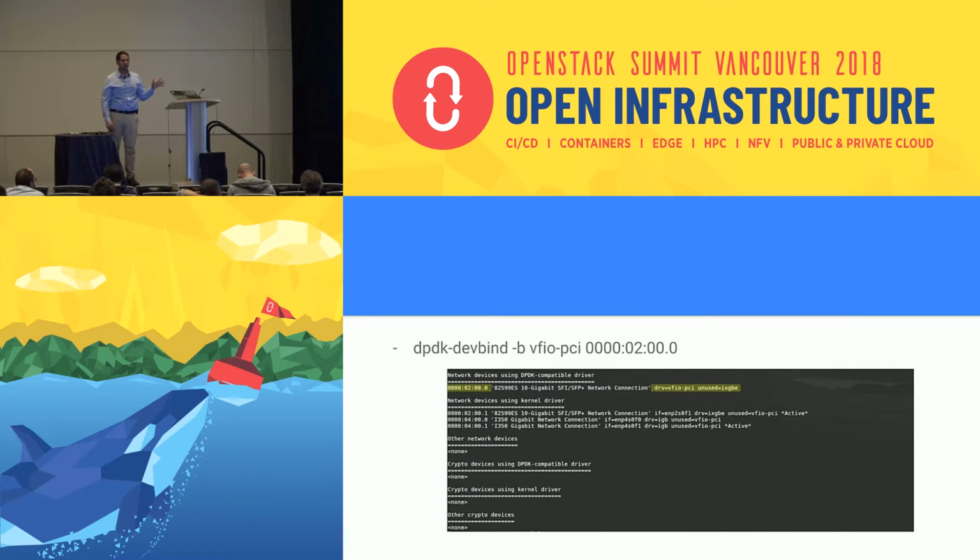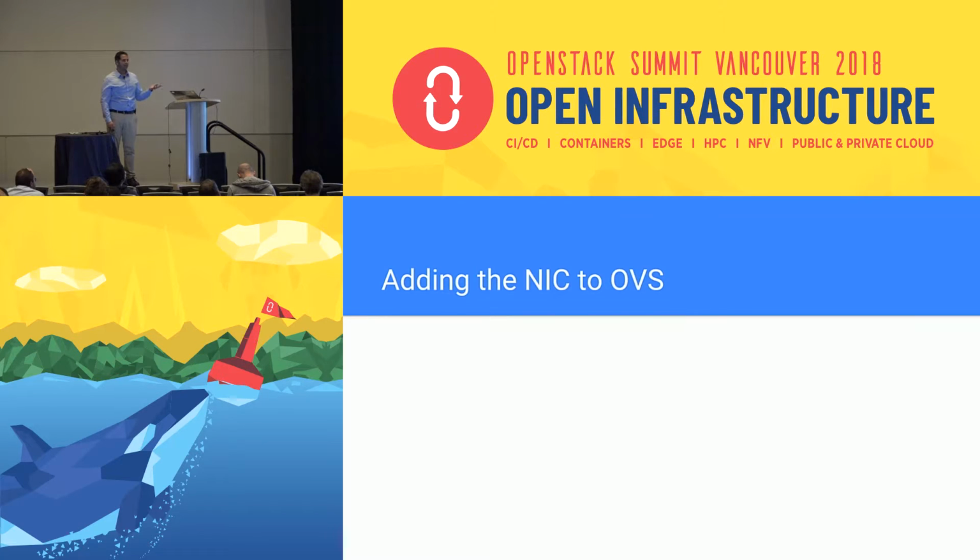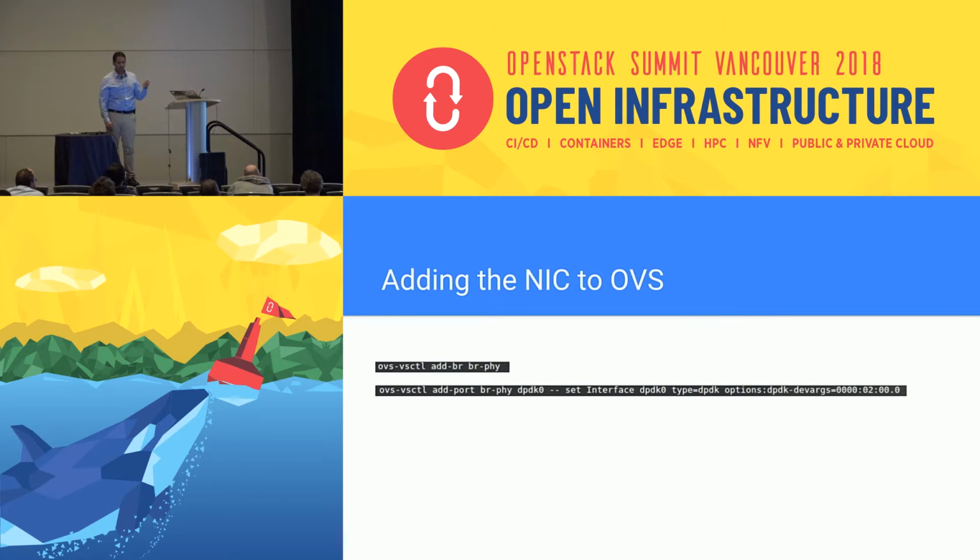Once you have the NIC in user space, you have to instruct OVS to start using it. In order to do that, you have to create a new bridge. Now I'm creating br5 in here, and I'm adding a new port to it. The port's name is dpdk0, and I'm providing it with what's named dpdk-devargs, and then the address of the NIC that I just moved to vfio-pci. So I'm creating a new port called dpdk0, and the type is dpdk.